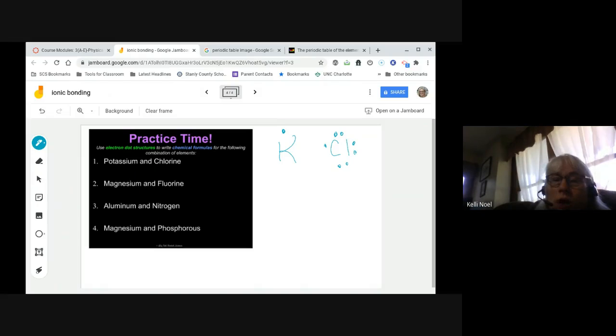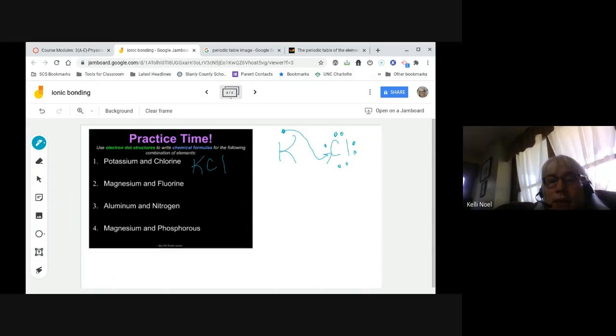All right, so all I'm going to do here is draw an arrow to where it is. I see that I have no more dots around K. I have 8 counting the arrow around Cl. So I'm finished. And so this is part of your answer. And the other part is that right there.